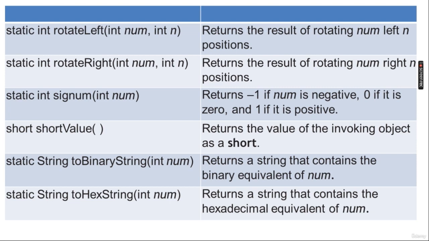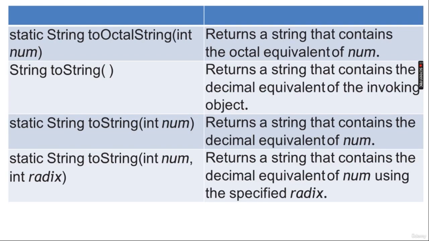Static String toBinaryString(int number) returns a string that contains the binary equivalent of the number. Static String toHexString(int number) returns a string that contains the hexadecimal equivalent of the number. Static String toOctalString(int number) returns a string that contains the octal equivalent of the number. toString returns a string that contains the decimal equivalent of the invoking object. Static String toString(int number) returns a string that contains the decimal equivalent of the number. Static String toString(int number, int radix) returns a string that contains the decimal equivalent of the number using the specified radix.